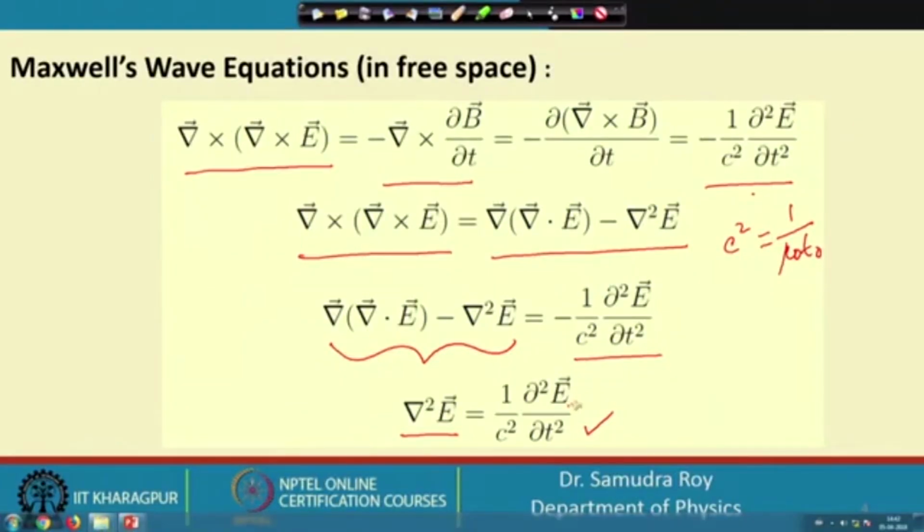So, that means here the solution is nothing but the E. This E should behave like a wave. That is the most important thing, because this wave equation suggests that electromagnetic radiation, whatever we are aware of, is nothing but an electromagnetic wave. So, light is nothing but the electromagnetic wave. Okay.